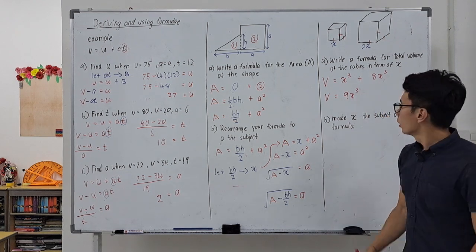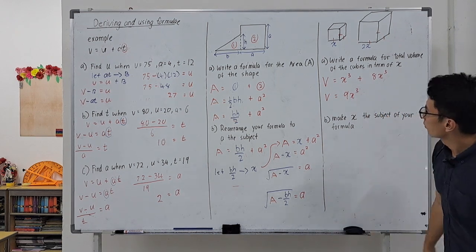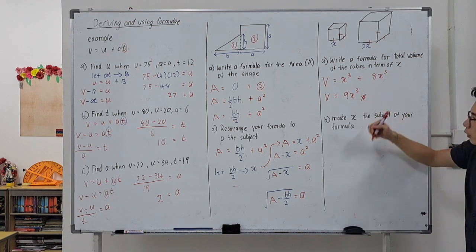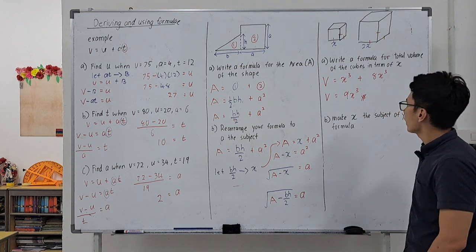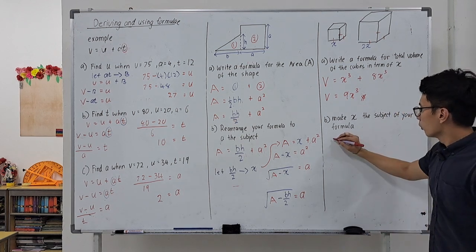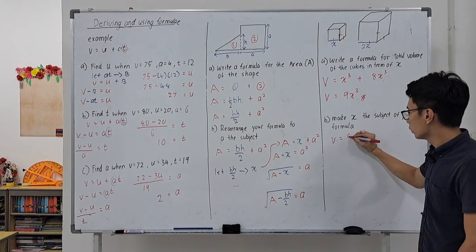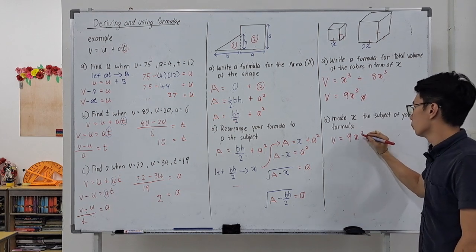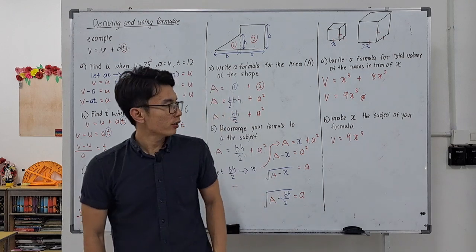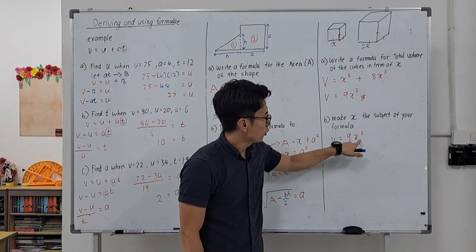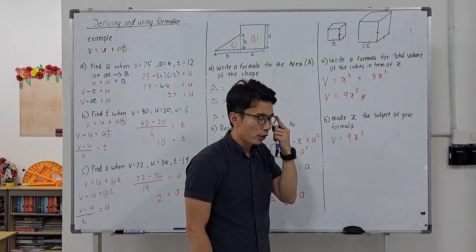And then over here, the next question. This one, I'm done already, yeah? And over here, the next question. Make x the subject right now. How do I make x the subject right now? Now, my question is V equals 9x cubed. Now, some of you over here might look at this equation and be wondering, which one should I move first? Which one should I move first?